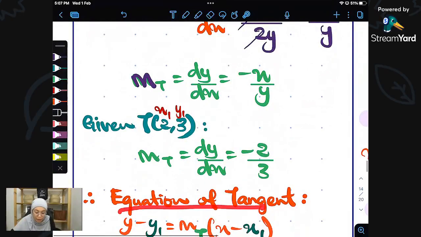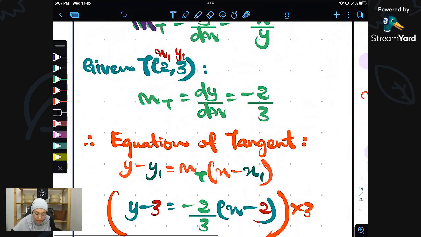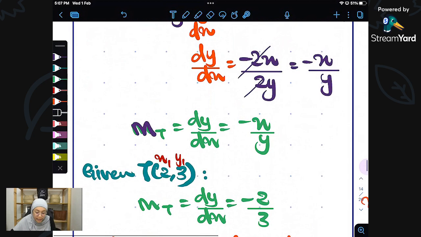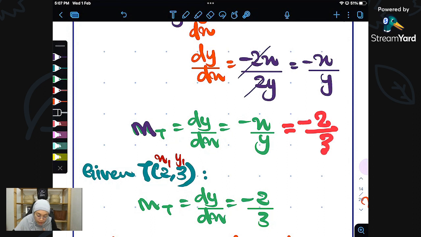But before I sub into the equation of tangent over here, it's about what is given from the question. At the point T, coordinate T here, which is (2, 3), we can sub in the values inside of this gradient of the tangent. So we will get negative 2 over 3. What I did here is I sub in the 2 and the 3 inside of this gradient.